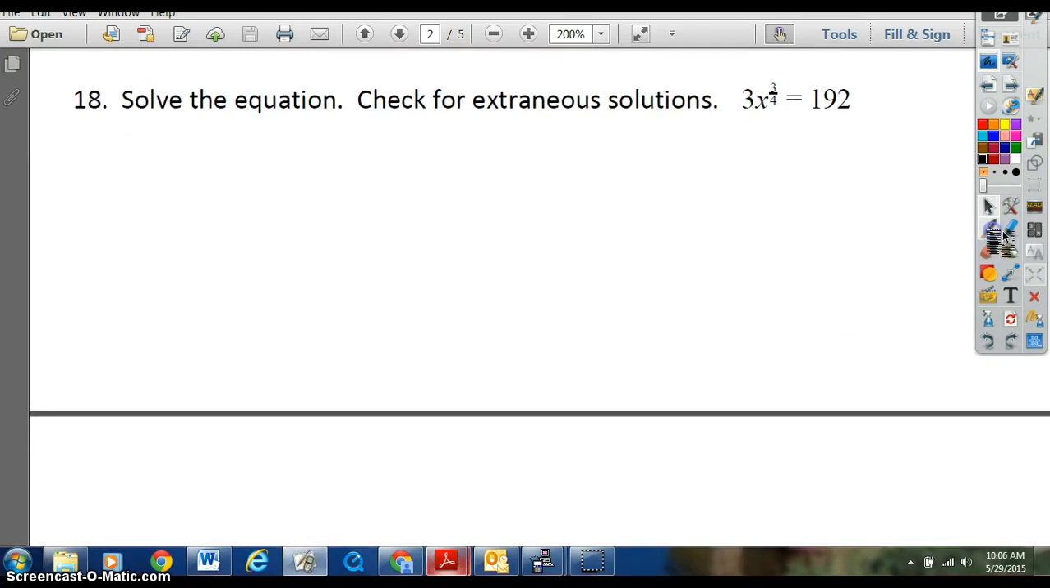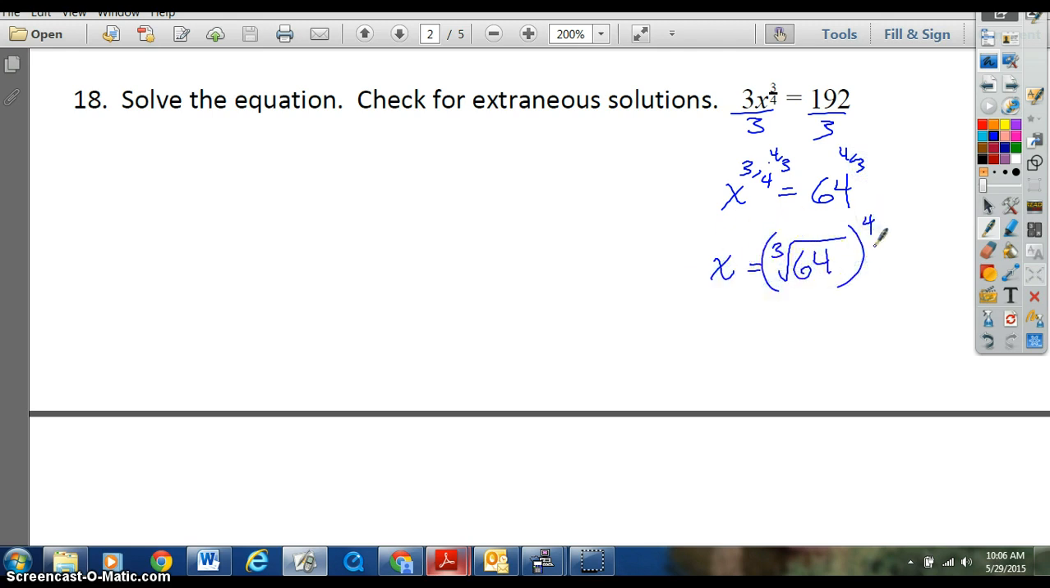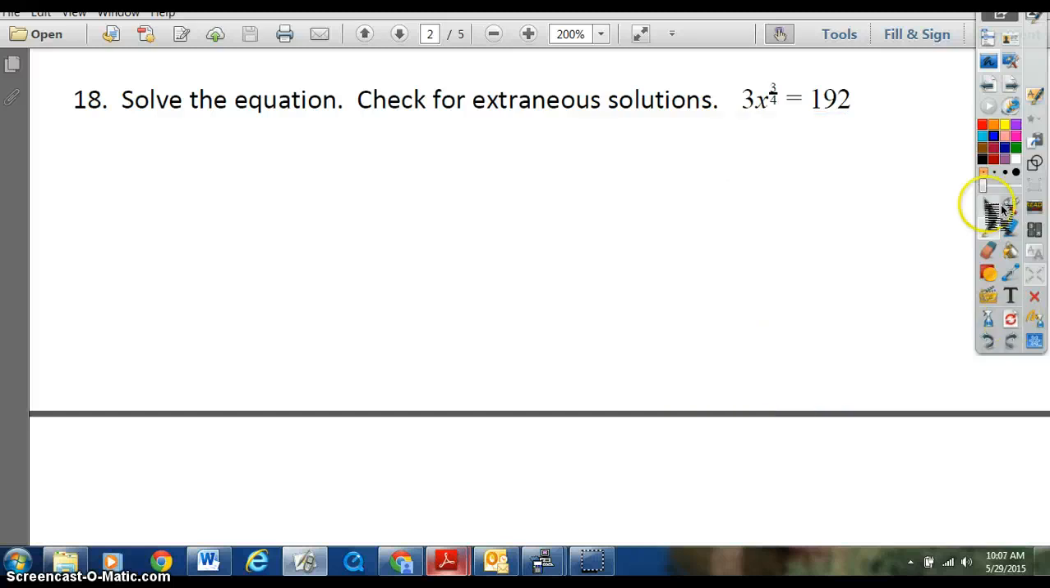18. Right? So we're going to divide by 3 first. So I'm going to get x to the 3/4 equal to 64. I am now going to raise it to the reciprocal. So basically what I'm doing is the cube root of 64, and then I'm going to raise it to the 4th power. So this is basically 4 to the 4th, which is also 16 times 16, which is 256. Okay? And that will not be extraneous. And I don't have to worry about plus or minus because it was an odd root, not an even root.